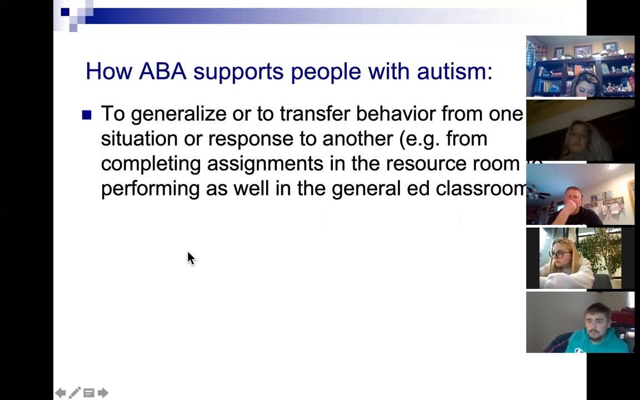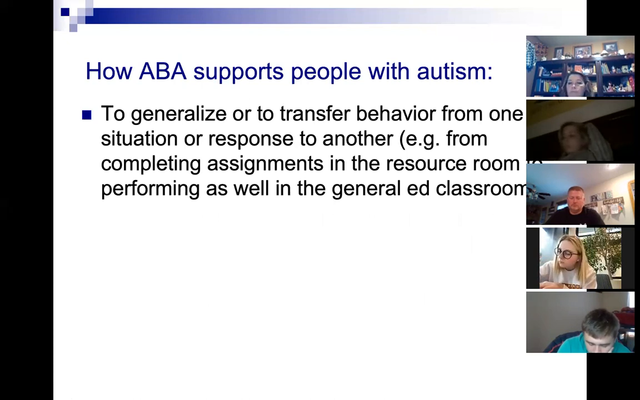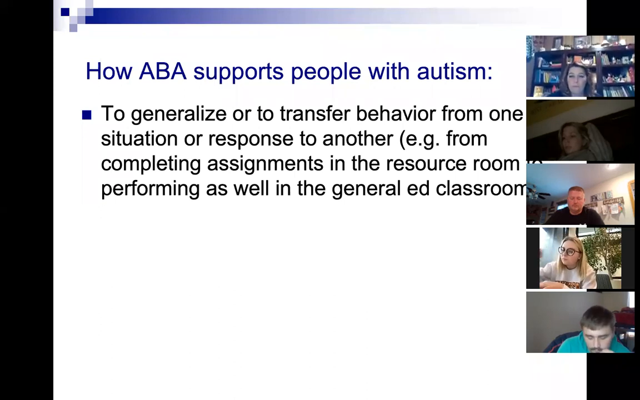Some more ways that ABA supports people, period. Generalizing, transferring behavior. Now, I will say, if it is an individual with autism, you will have to pay particular attention to transferring and generalizing behavior. Often, individuals that are on the autism spectrum, if that is your student population, will learn a skill in one environment, but you don't expect to see it in another environment. If they learn it at school, parents may not see it at home, and vice versa. You will have to explicitly teach skills in different environments before they generalize everywhere.